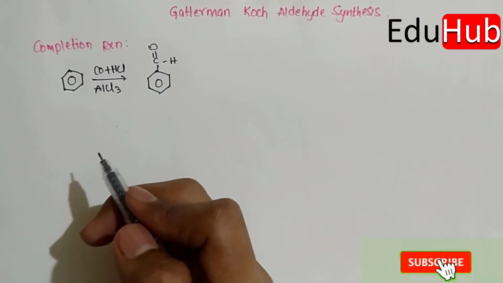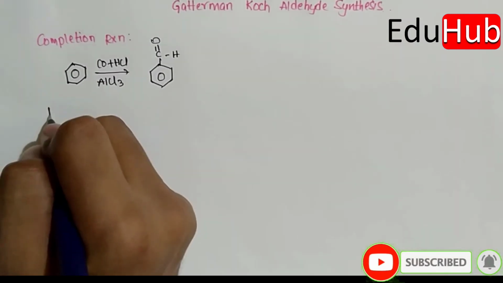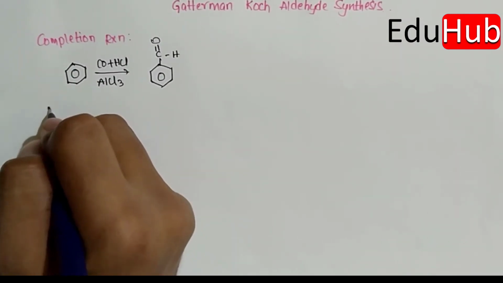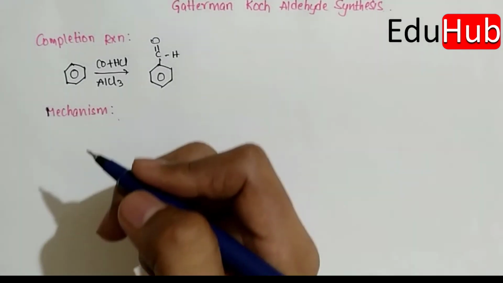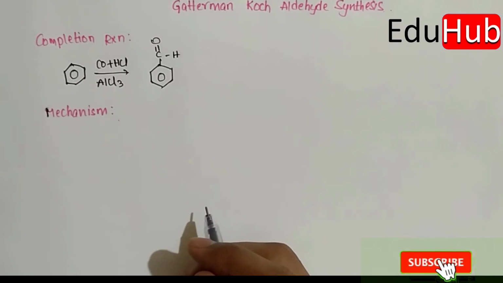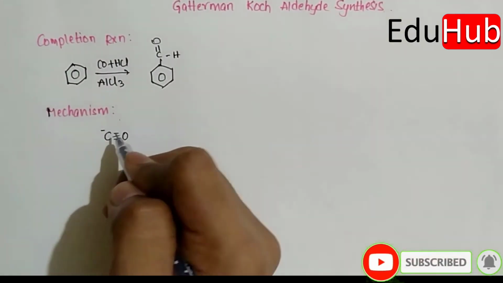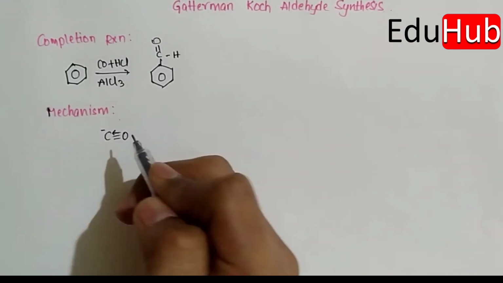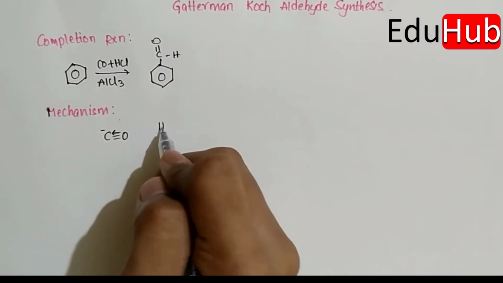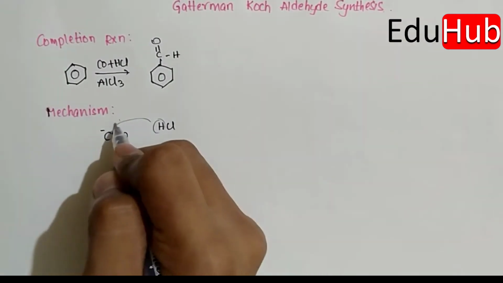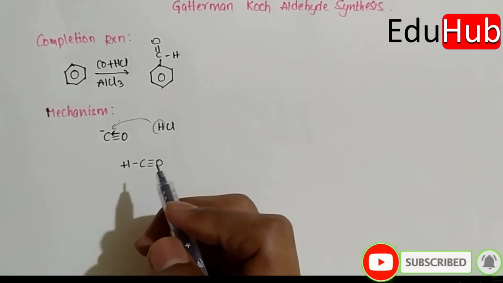Now let us get into detail with the mechanism of the Gatterman-Koch aldehyde synthesis. We have C triple bond O. We will get minus on this. This is coordinate covalent bond. It takes H from HCl and forms HC triple bond O.